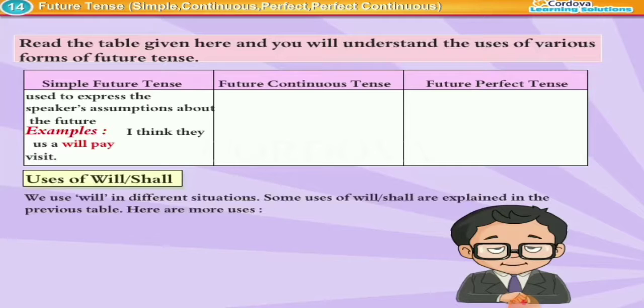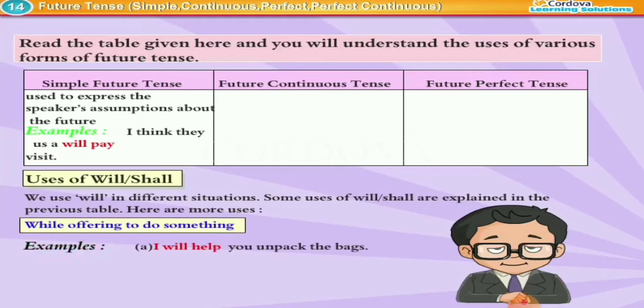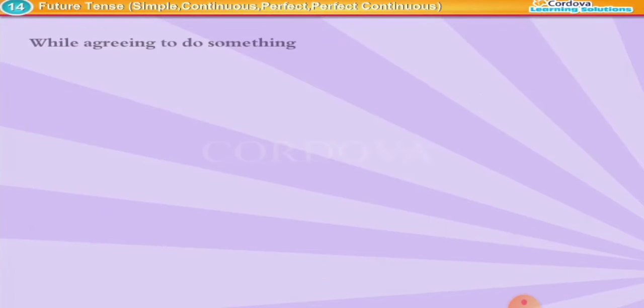Uses of will and shall. We use will in different situations. Some uses of will or shall are explained in the previous tables. Here are more uses. While offering to do something, examples: I will help you unpack the bags. I will help you clean the kitchen.